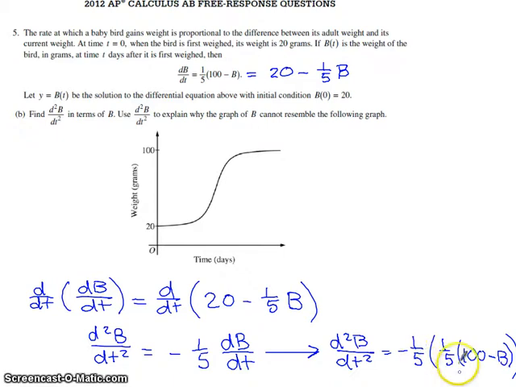And if you have a negative times something that's going to be positive, as long as b is less than 100, and for the portion of the graph that we're looking at, b is less than 100, your second derivative is always going to be negative.